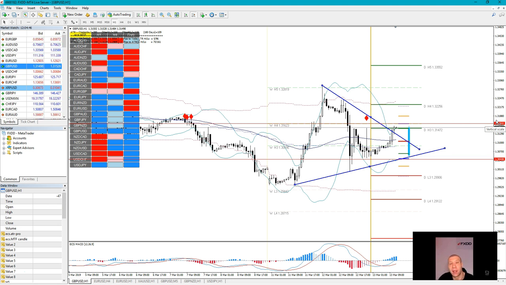And also I advise you to protect your profits if you trade by scaling out. And scaling out is, let's say, closing half of your profitable position and putting the rest to break even plus one. Okay, so this was the GBP dollar.